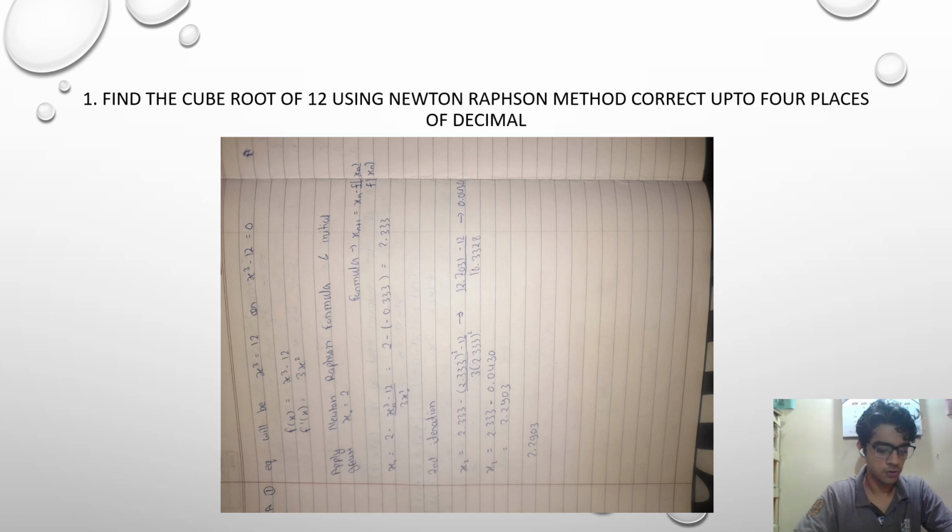Very first, we will take x cube equals 12, because we have to find the cube root of 12. Then we can write the equation as x cube minus 12 equals 0. Then we define it as a function: f(x) equals x cube minus 12. After differentiating, we get f dash x, which is 3x square.